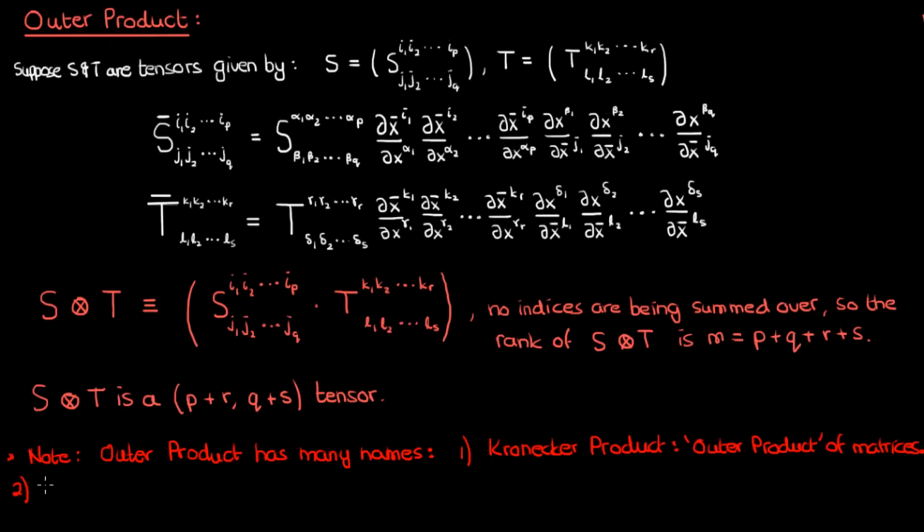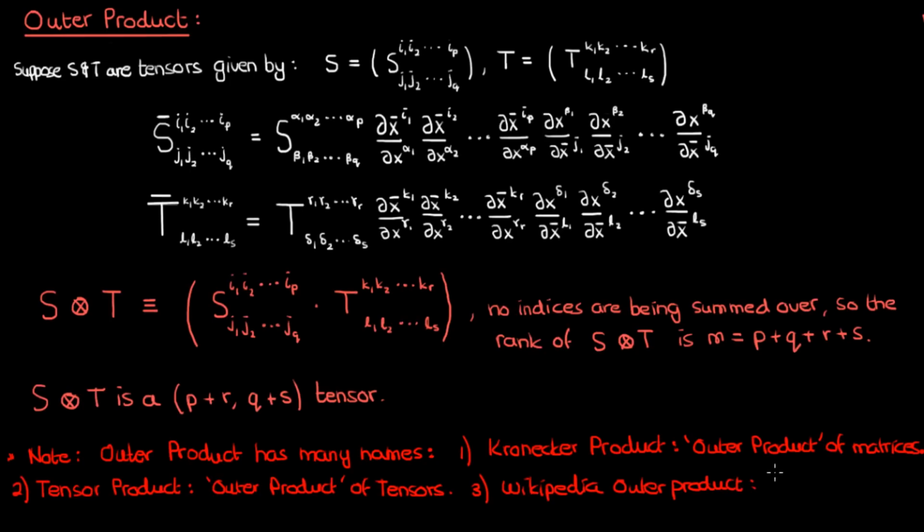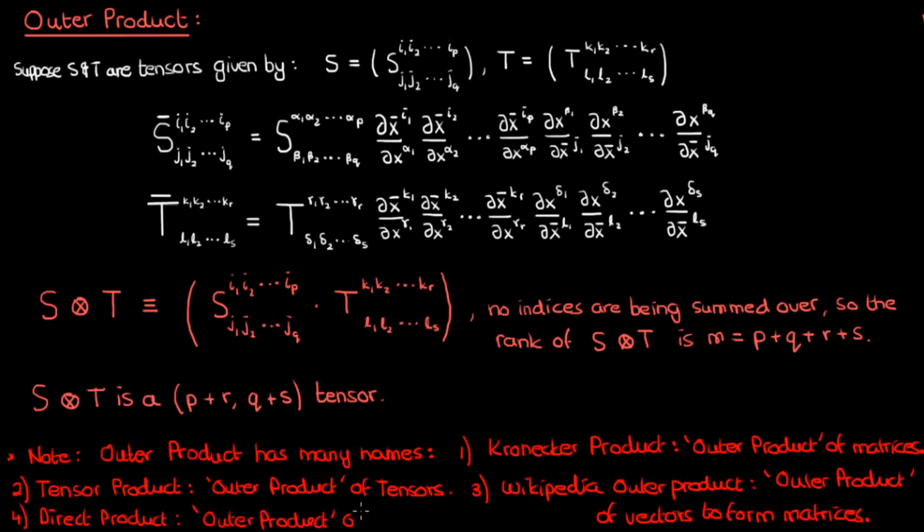An outer product is also called a tensor product, which is how we used it here, to combine lower rank tensors to form a higher rank tensor. Even Wikipedia uses the term outer product in a slightly different context. It refers to the outer product only in the context of combining vectors to form matrices. Some books also call an outer product of tensors a direct product, which is typically used to combine two algebraic groups. I don't know, it's weird.